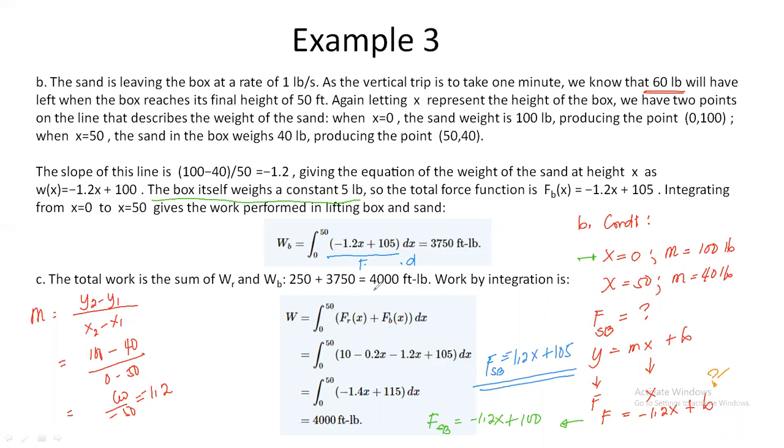That would be 4,000. Another way of doing letter C is using the force equations that you have for letters A and B. This is the force equation for the rope, 10 minus 0.2x. You add to that the force equation for the box with the leaking sand. Then perform the integration on the simplified equation, which is negative 1.4x plus 115. Your limits aren't changed, it's still 0 to 50. You will still be getting the same answer.